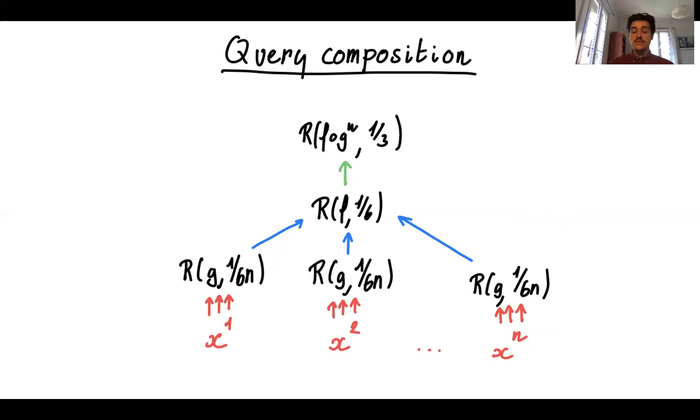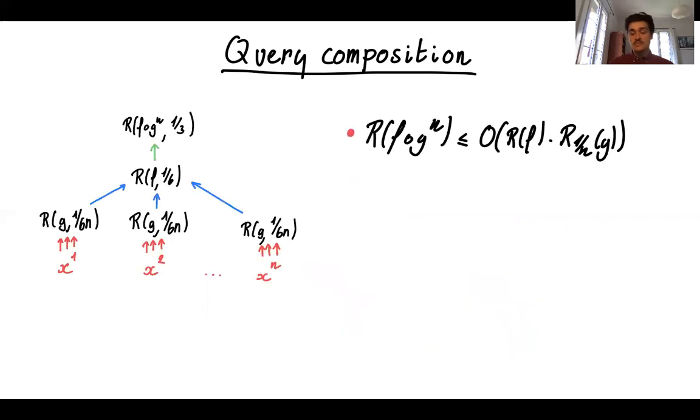So, okay, with this in hand, we get the following relationship. We get that the randomized query complexity of F composed with G is at most the randomized query complexity of F times the randomized complexity of G, but with our error probability reduced to 1/n.